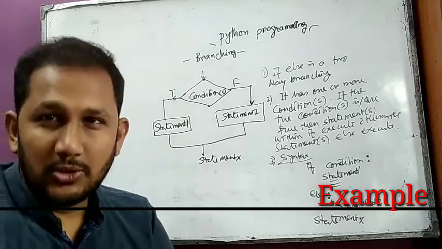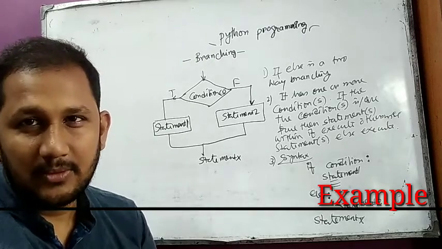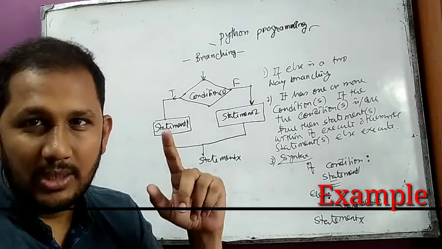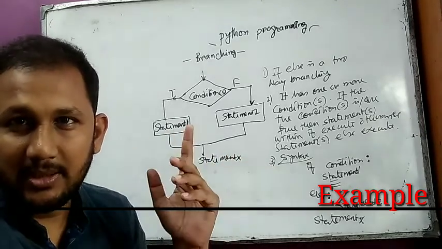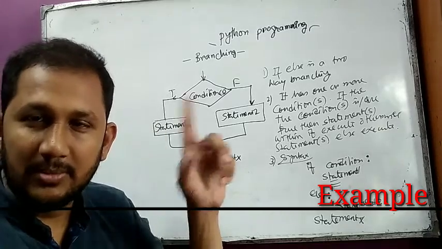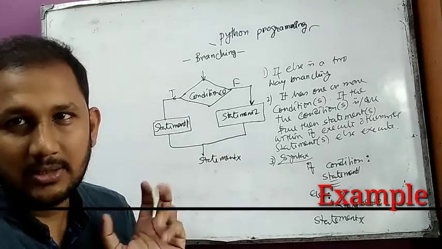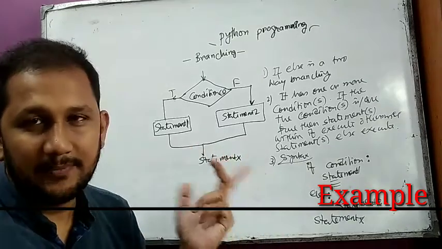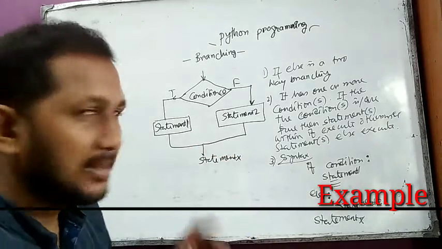So this is the flowchart of if-else. When the condition is true, it will enter statement 1. If the condition is false, it will enter statement 2. After statement 1 or statement 2, it goes to statement X. So this is the two-way branching. There are two branches, one is the true part and the other is the false part. So this is the concept of if-else.